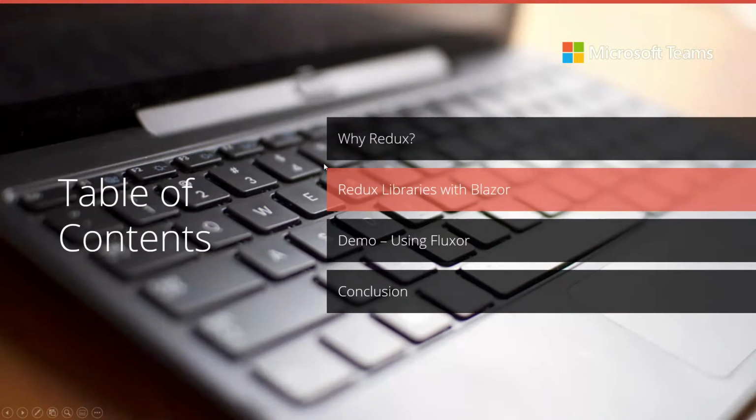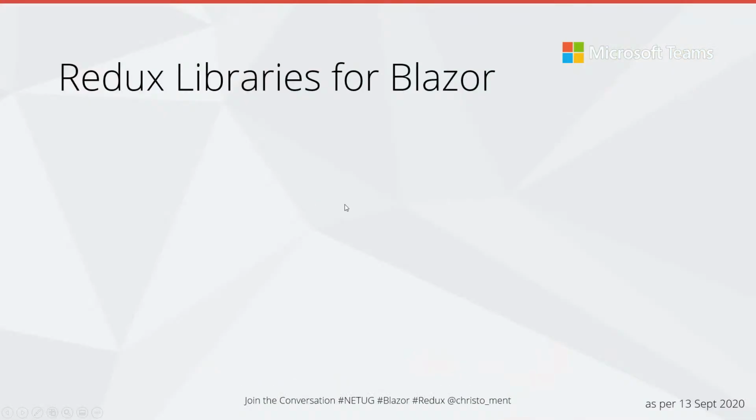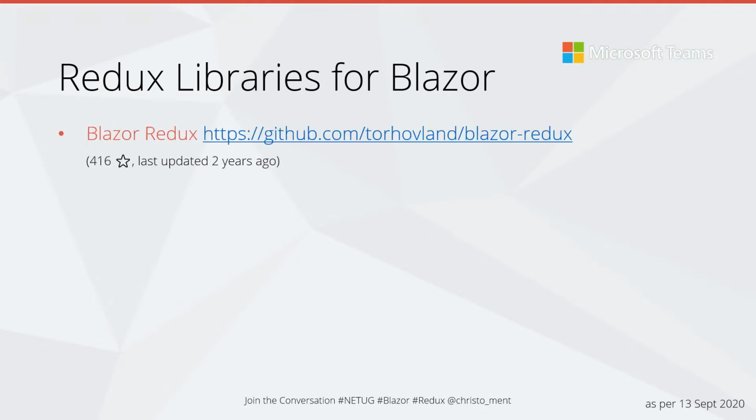All right, I've shown you why Redux and what is Redux. Now I'll show you a couple of libraries for Blazor. I did a bit of research and found these nice libraries. The first one is Blazor Redux. It has 416 stars, but it was last updated 2 years ago. I reckon this library was very popular back when Blazor just launched, but for some reason they have stopped updating it. So you might want to keep that in mind if you use this library. It might not be compatible with the latest .NET because it was updated a long time ago.